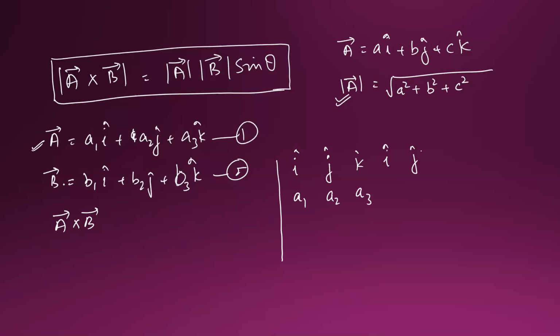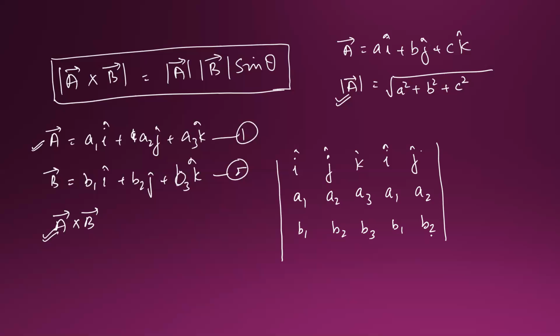In the same way, as we are finding a vector cross b vector, that's why I'm writing the coefficient of a vector first, and after that I have to write the coefficient of b vector. So this will be b1, b2, b3. Now just repeat these two columns over here. So it will be a1, b1, a2, b2.